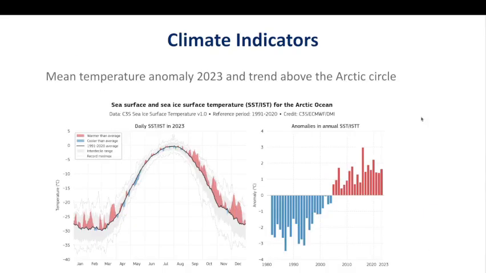And now some examples of how our climate data are used. We have contributed to the European State of the Climate with climate indicators for ice and sea surface temperature for the regions above the Arctic Circle, both the mean, and here you see the mean temperature anomaly for 2023 and the trend. The black line is the average for the 30 year period, and periods in red are warmer than average and blue is cooler.